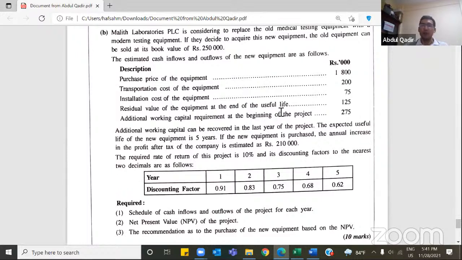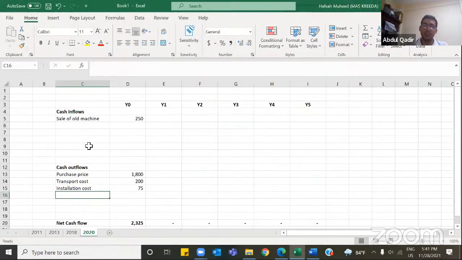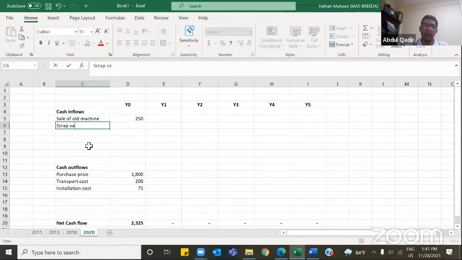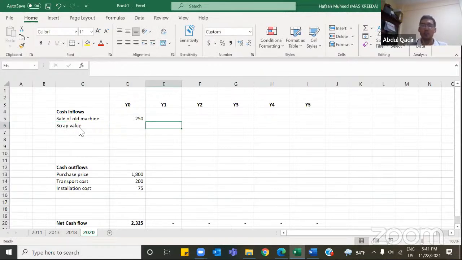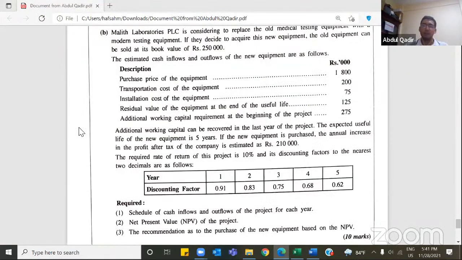Residual value of the equipment at the end of the useful life is 125. So that is a cash inflow. You can sell the scrap value, that means of the existing machine you can sell it for how much? 125. So at the end of the life, after 5 years.